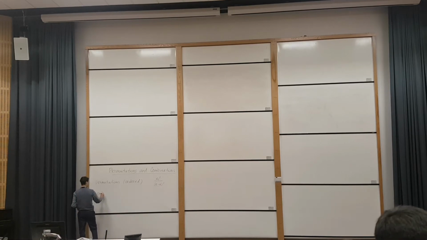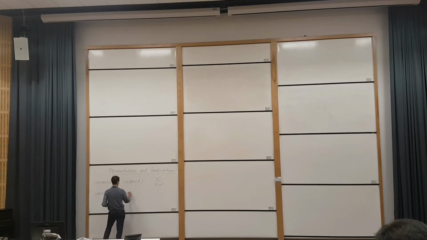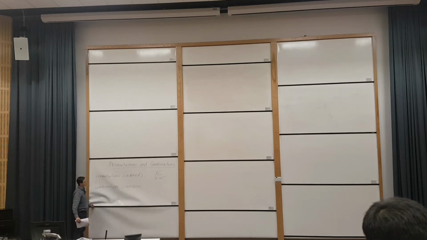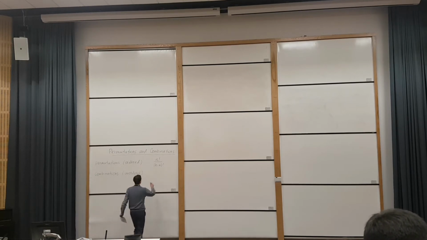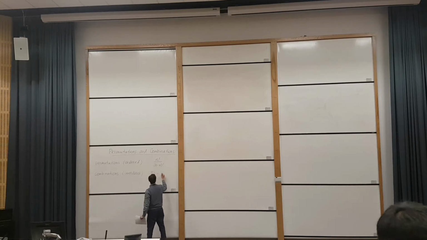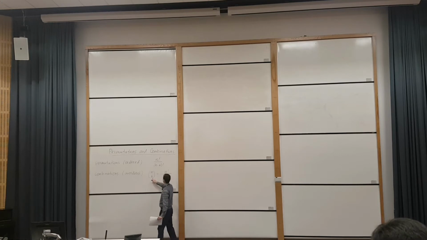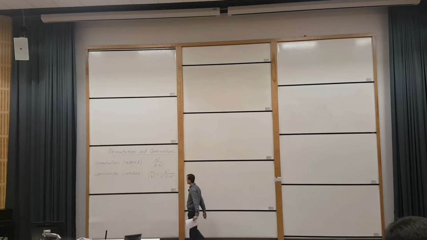Combinations are unordered selections without repetition of k objects out of n, and the number of combinations is given by the so-called binomial coefficient, for which the standard notation is like this, k out of n, and explicitly this is n factorial over k factorial over n minus k factorial.